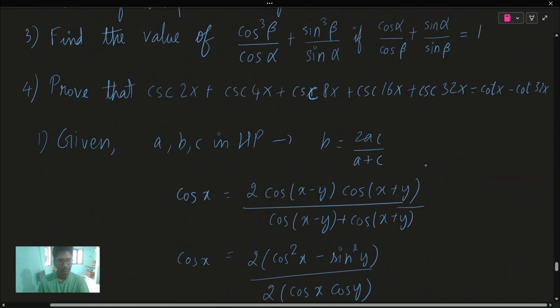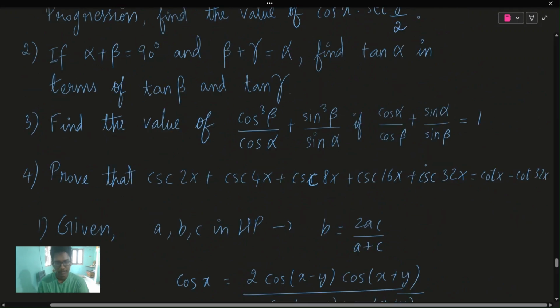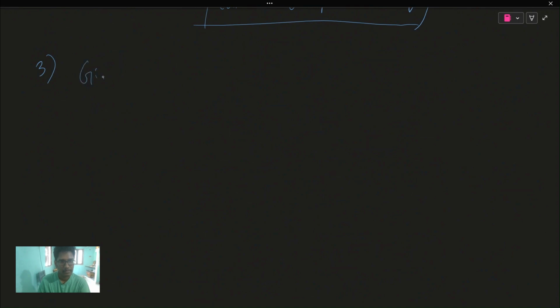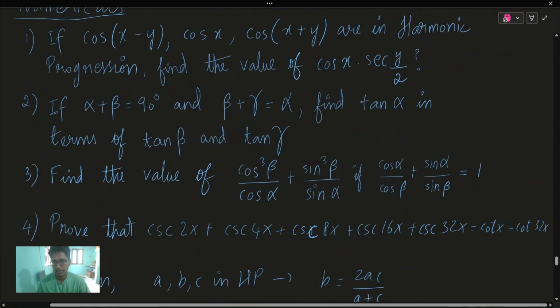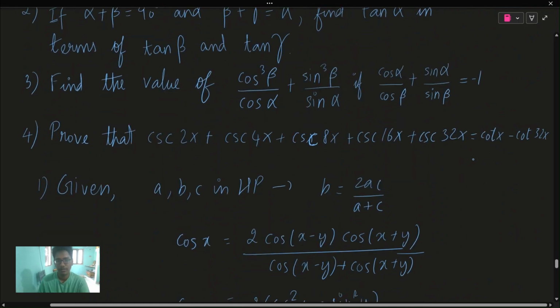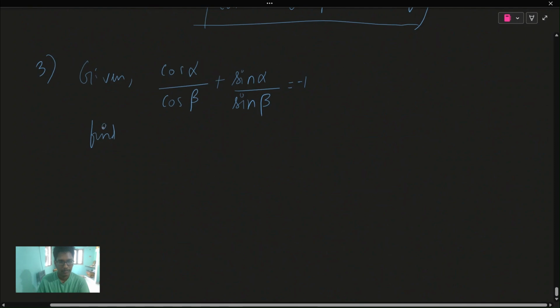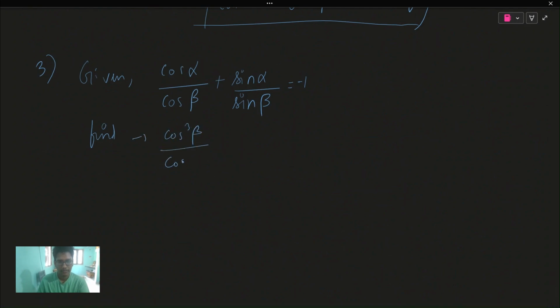Now moving on to the third question. Third question is: find the value of cos cube beta divided by cos alpha plus sin cube beta divided by sin alpha, if cos alpha divided by cos beta plus sin alpha divided by sin beta is equal to minus 1.